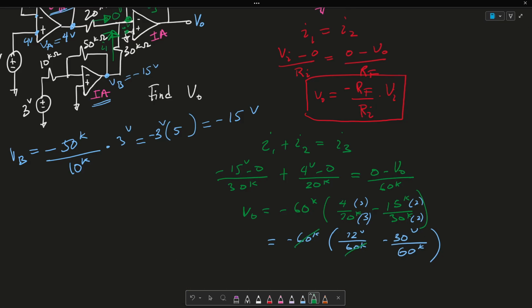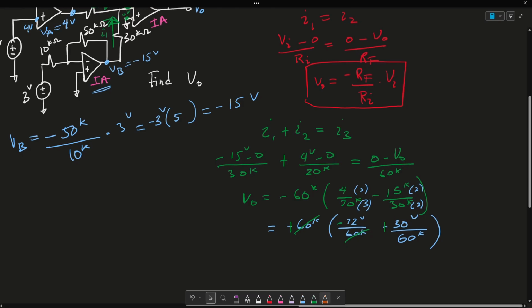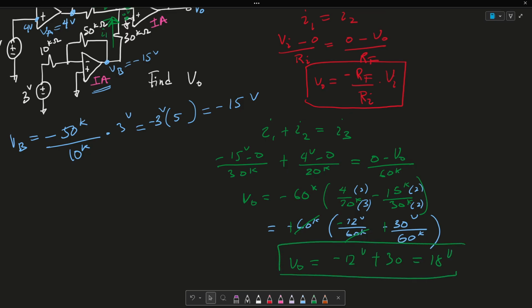Long story short, this cancels out. This becomes a plus, minus, plus. So then I get that VO is simply equal to minus 12 volts plus 30, which is equal to 18 volts. All right, so if you got this at the end, you got the right answer.